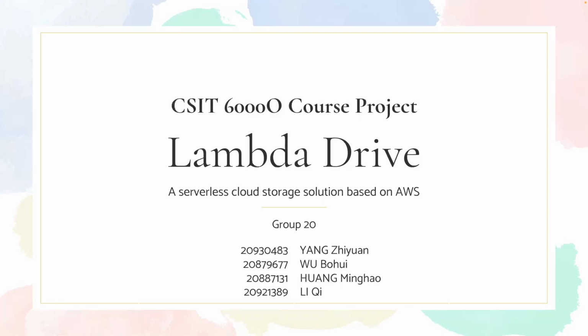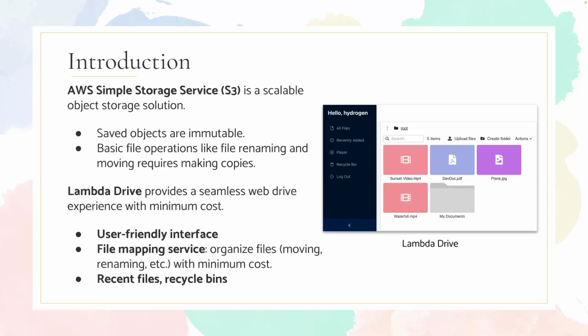Hi everyone, in this video we will present our course project LambdaDrive, a serverless cloud storage solution based on Amazon Web Service. AWS Simple Storage Service, also known as S3, is a scalable object storage solution. However, because S3 is an object storage, saved objects are immutable and basic file operations like renaming and moving are not supported. Workarounds involve creating a copy of the file and deleting the old one with extra costs, which might be expensive to operate in some cases. For instance, renaming folders with many large files.